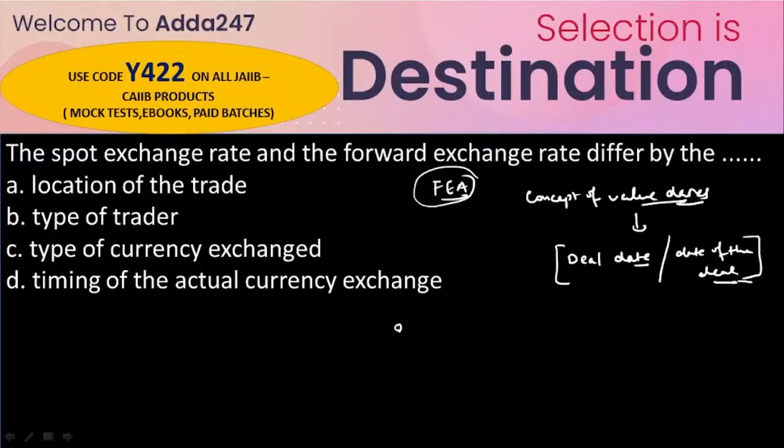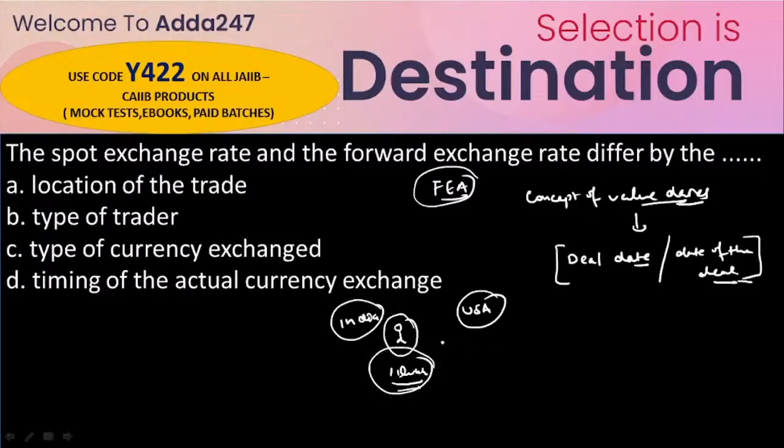Suppose any person wants to travel to the USA. Any person who is a resident of India wants to travel to the USA, and he presently has 1 lakh rupees. So he went to the bank and said, I have 1 lakh rupees and I need dollars with respect to that. The date when he went to the bank is known as a deal date.